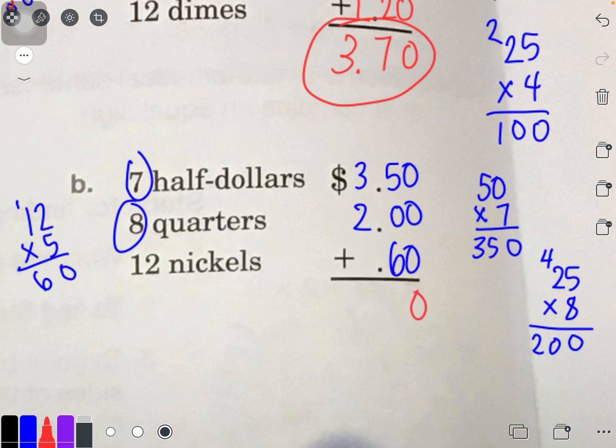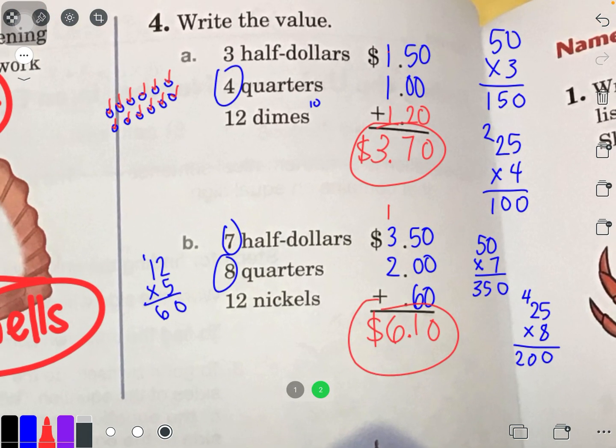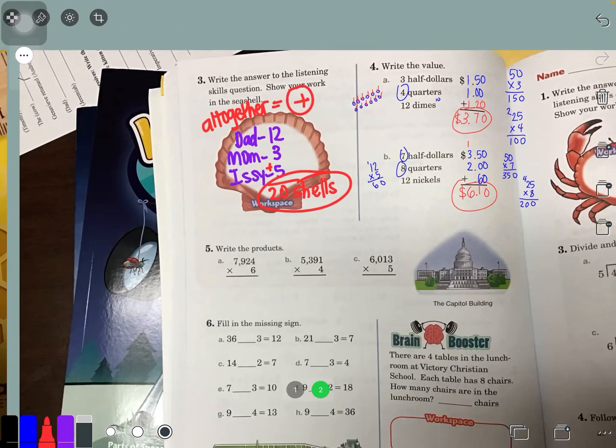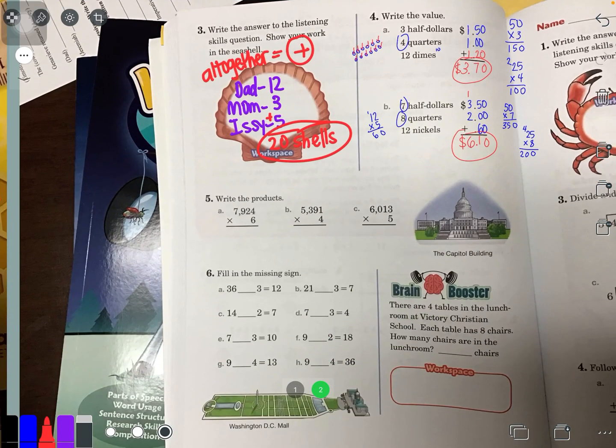And then you add that. So 0 is a 0. 5 plus 6 is 11. Carry the 1. 1 plus 3 is 4. 4 plus 2 is 6. Ooh, $6.10. Oh, I forgot to put the dollar sign here. There you go. Very cool. That's how you do letter number 4. So you've got seat work. You just have to do 5 and 6.